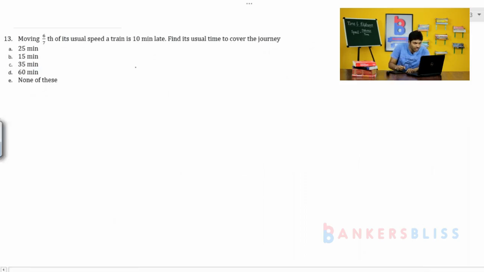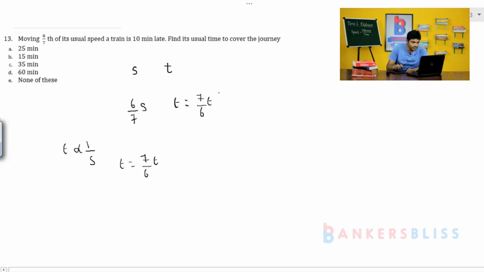See, the original speed was s and the original time was t. Now, speed is going to become 6/7 of the original speed. Then how about time? Time is inversely proportional to speed. So, time is going to become 7/6 of the original time.